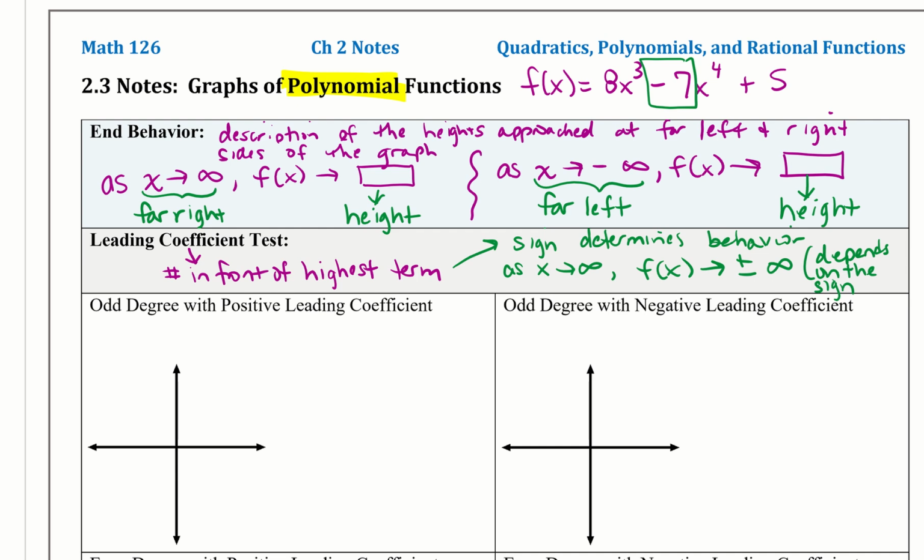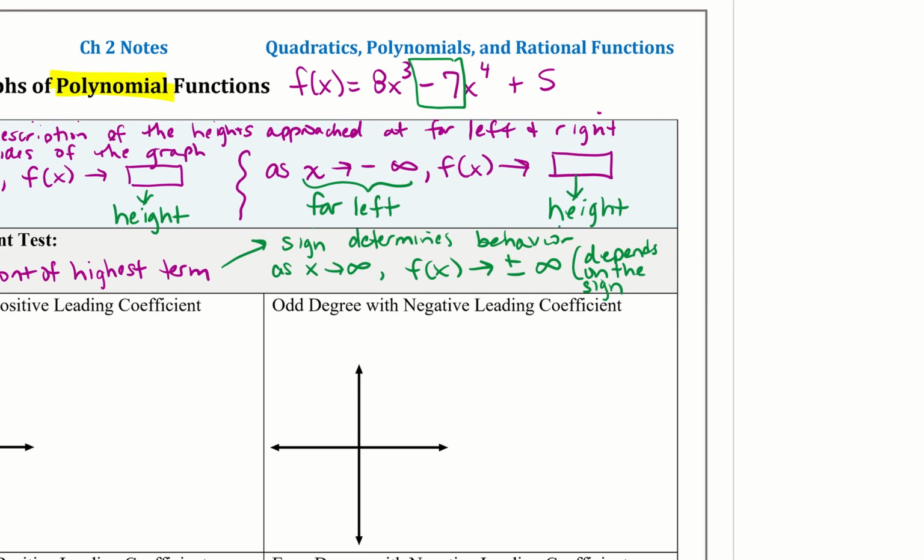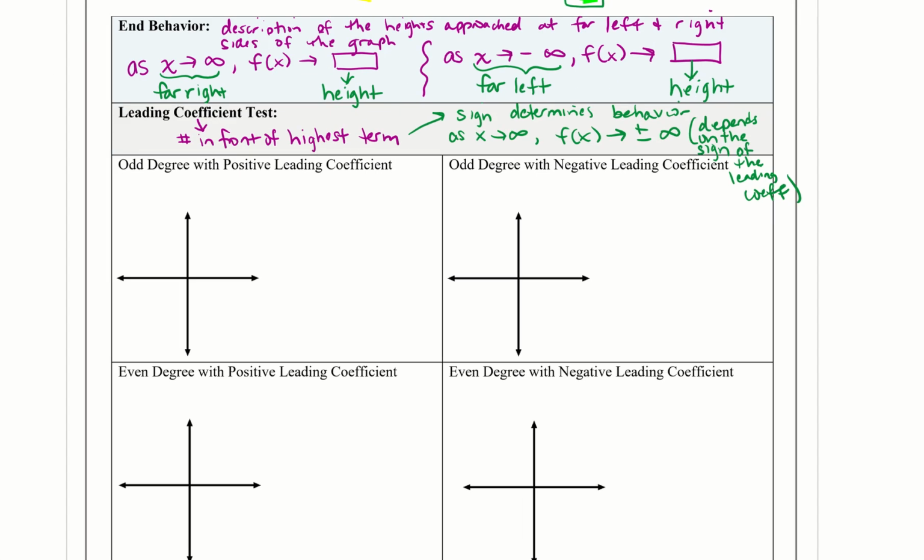The sign of the leading term, or the leading coefficient, is what matters. We call it the leading one because if we wrote this in descending order, it would be the one written first. If it's not in descending order, you have to look a little more carefully.